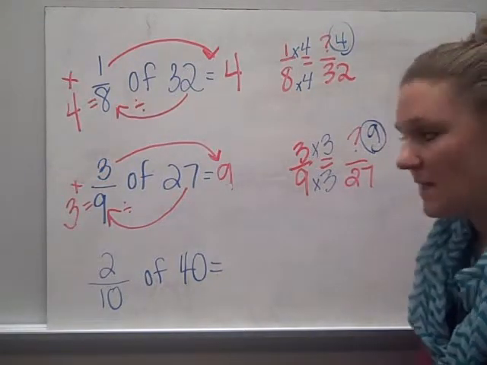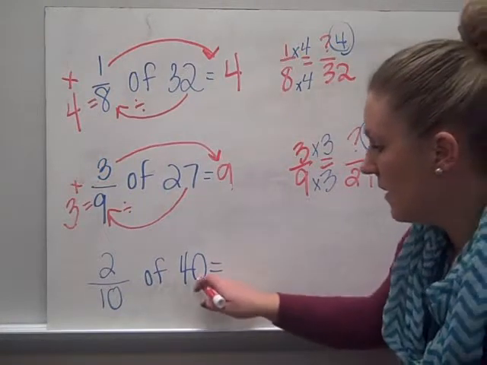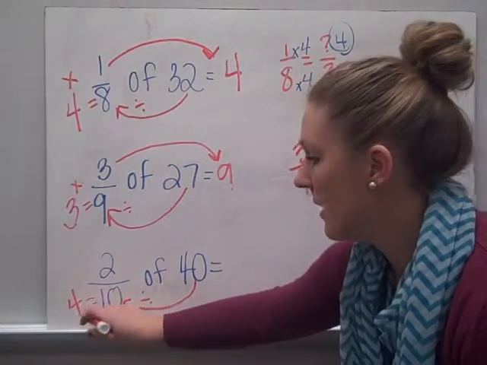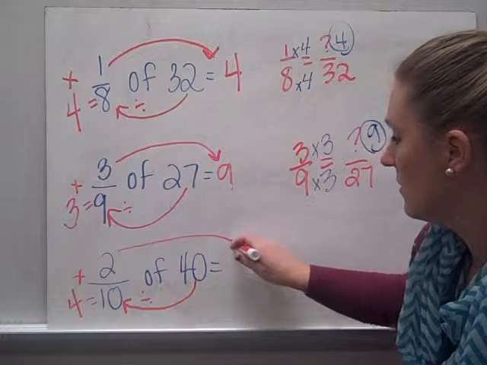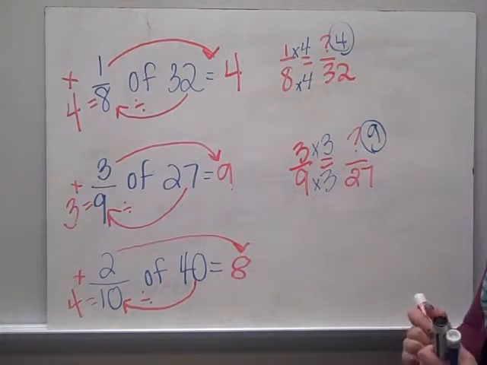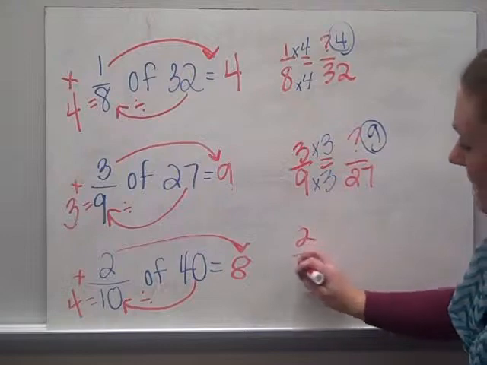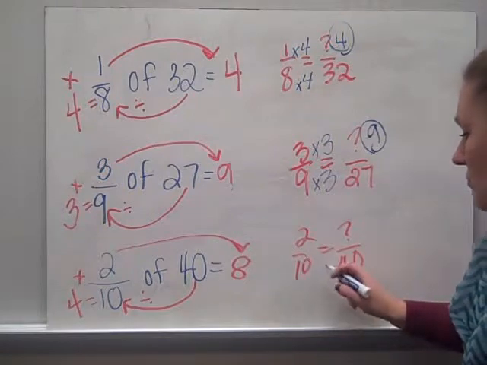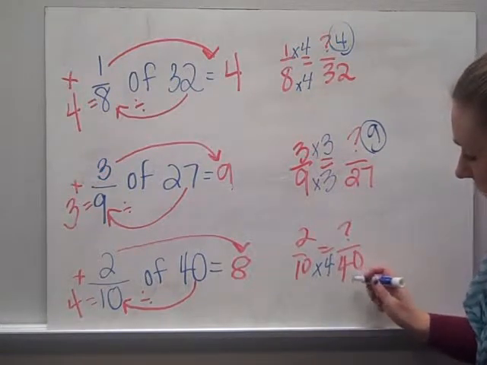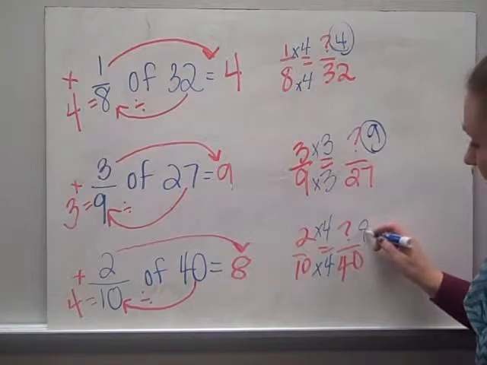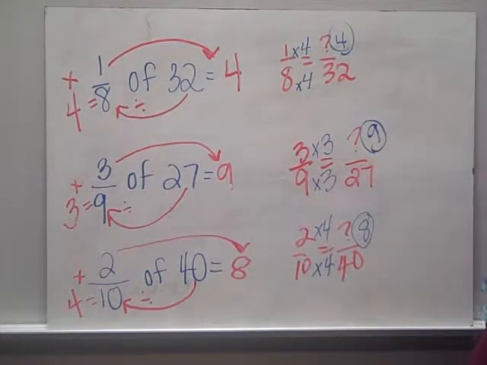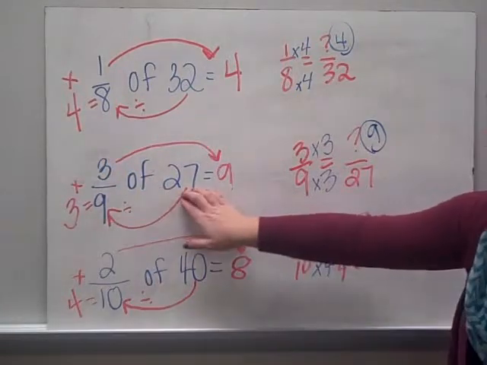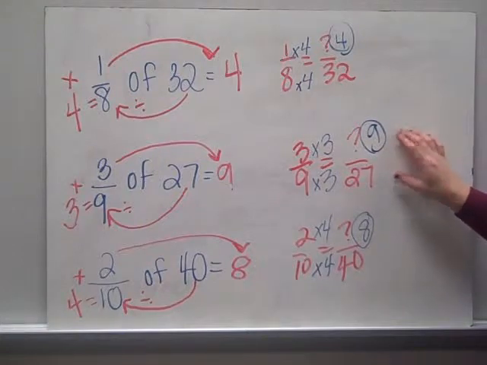All right, and last one, what is 2/10 of 40? 40 divided by 10 is 4. And 4 times 2 is 8. And our check: 2/10 is equal to how many 40ths? 10 times 4 is 40, and 2 times 4 is 8. So I am correct. All right, and that's just a really quick, easy way for you to figure out what a fractional piece of a whole equals, and then you can double check your work using the common multiplier.